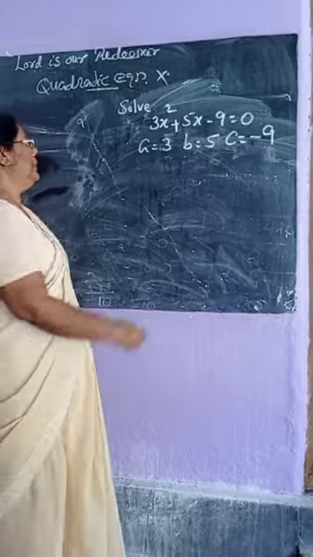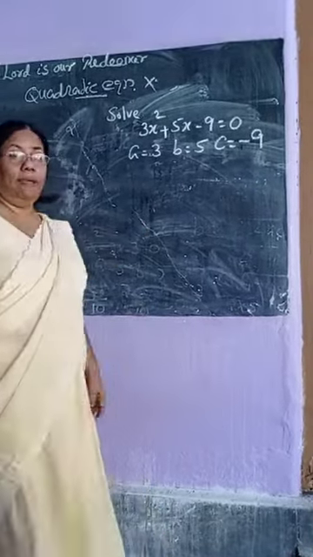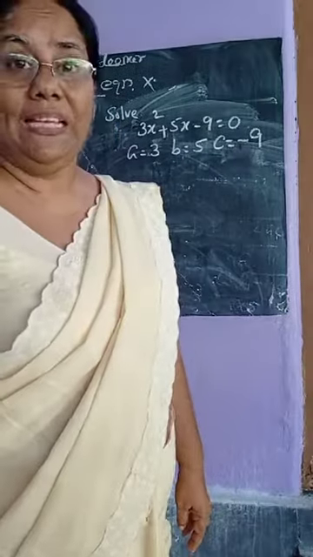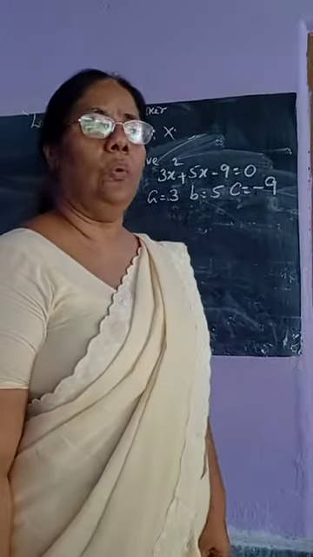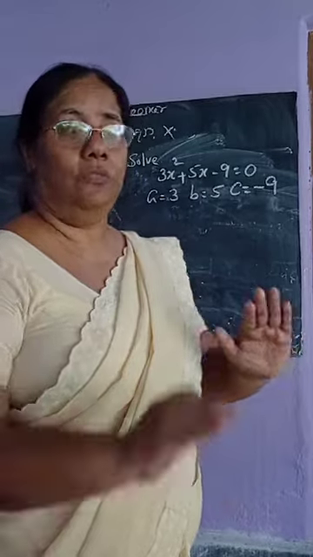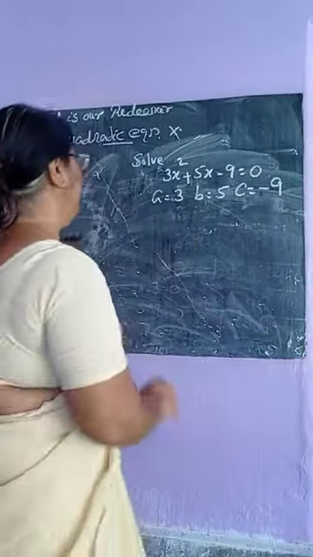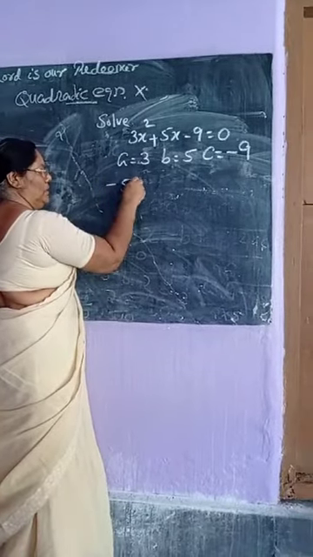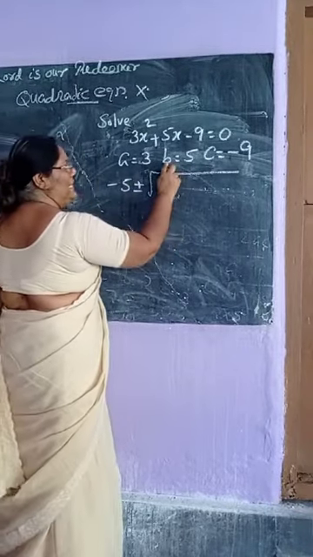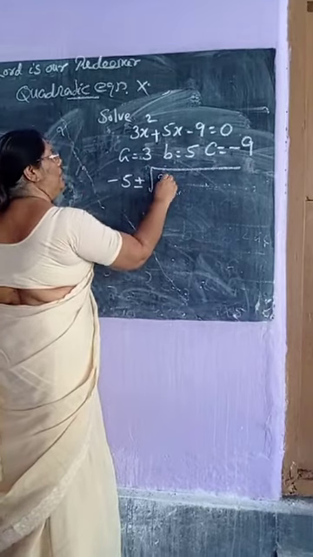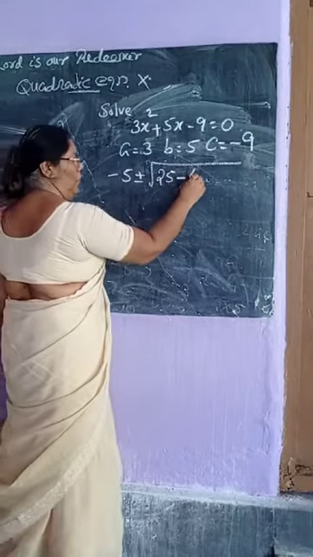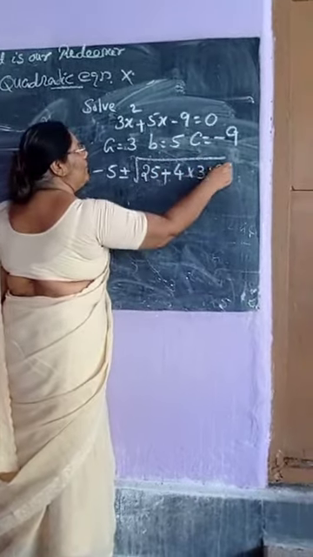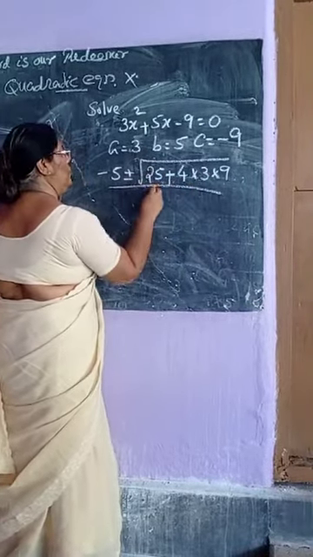Okay. Then copy the formula. What's the formula? x equal to minus b plus or minus root of b square minus 4ac, the whole by 2a. That is minus b, means minus 5, plus or minus root of b square, 5 square, 25, minus 4 into 3 into minus 9, means this changes to plus, the whole by 2 into 3.